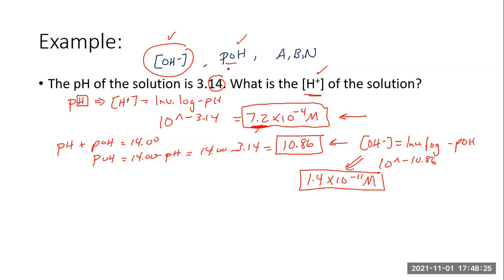Is it acidic, basic, or neutral? Here and always, when you have all these values, always look at the pH. And the pH here is 3.14, which means it is less than 7. And that means it is acidic. Any questions on any of those steps there?